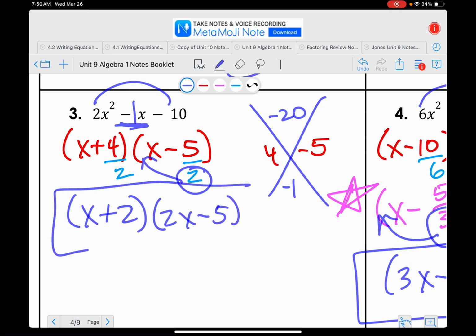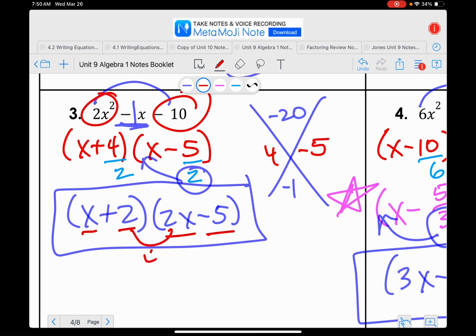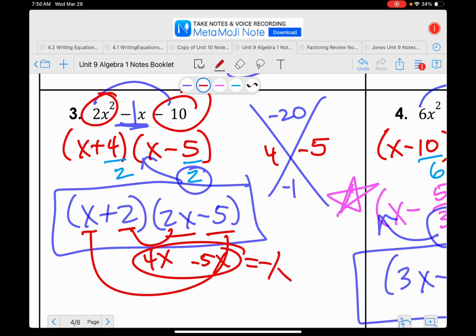Now you can always check your answer and make sure that you did it right. X times 2x is 2x squared. 2 times negative 5 is negative 10. 4x, negative 5x adds to negative 1x. So you can always check your work and see if you're right instead of wondering.